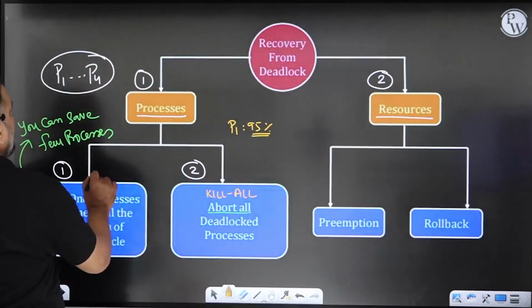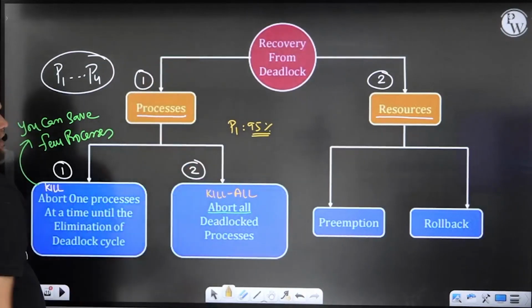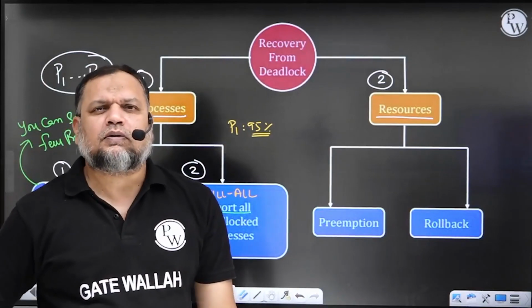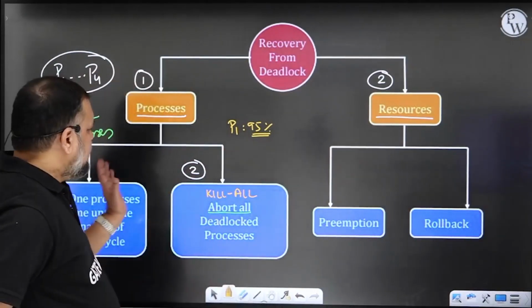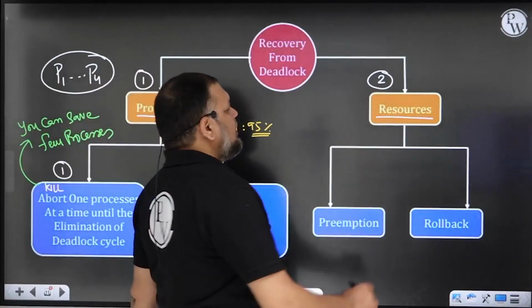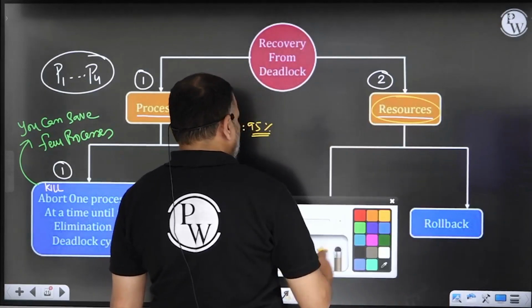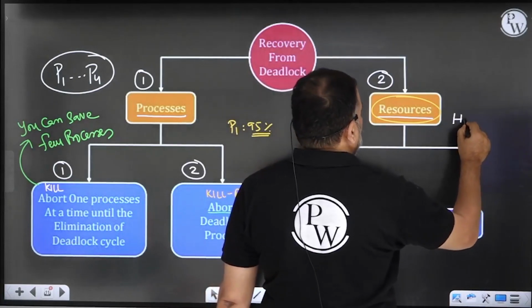Kill one at a time is like physicians. Kill all is like surgeons. They say remove the victim, finish, the problem will be overcome. Surgery, perform surgery. So these are like physicians, these are like surgeons. The last approach for dealing with deadlock, which works on resources, is called, they are basically like what kind of doctor? These are like the homeopathy.